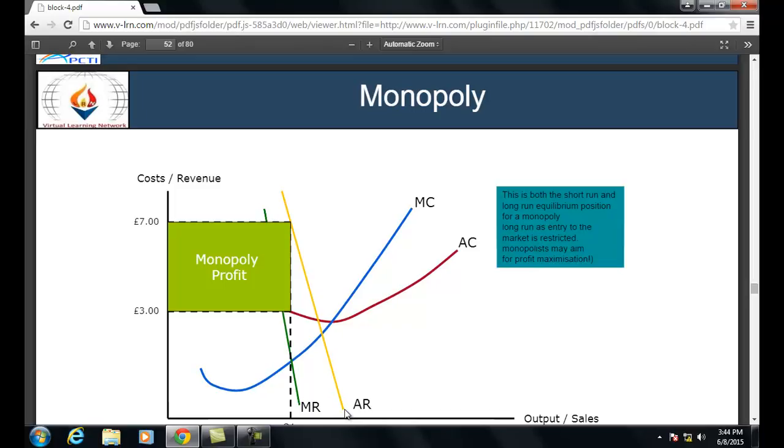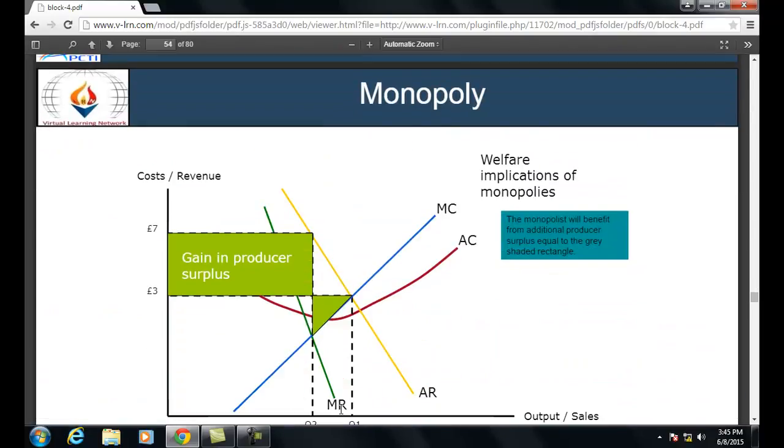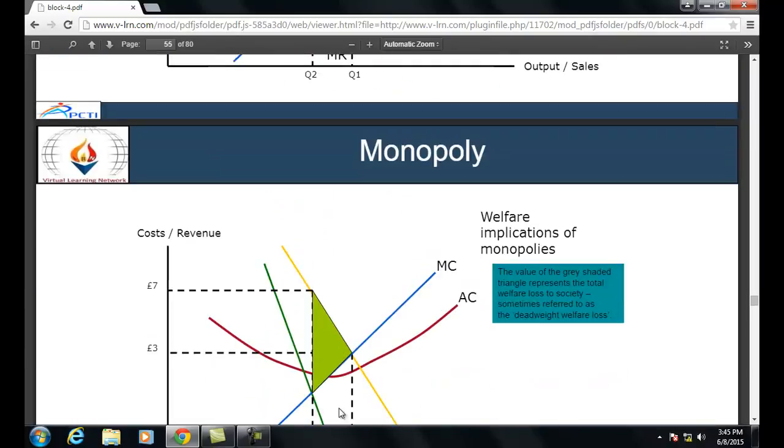This is both the short run and long run equilibrium position for monopoly. In the long run, as entry to the market is restricted, the monopolist may aim for profit maximization. The higher price and lower output means that consumer surplus is reduced, indicated by the grey shaded area, as consumers face higher prices and less choice in monopoly conditions compared to a more competitive environment. Welfare implications of monopoly: the monopolist will benefit from additional producer surplus equal to the grey shaded rectangle. The value of the grey shaded triangle represents the total welfare loss to society, sometimes referred to as the deadweight welfare loss.